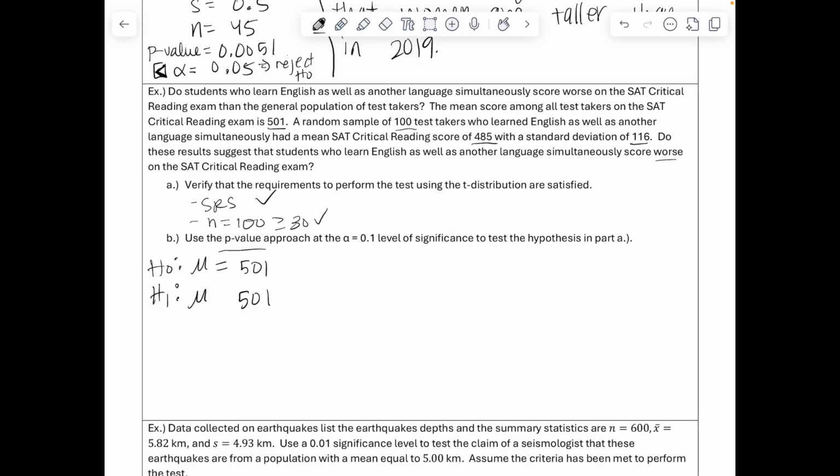Our null is going to be an equals symbol. And then worse than, which is the wording that they used, is going to be less than 501. So to calculate this, we use a t-test.